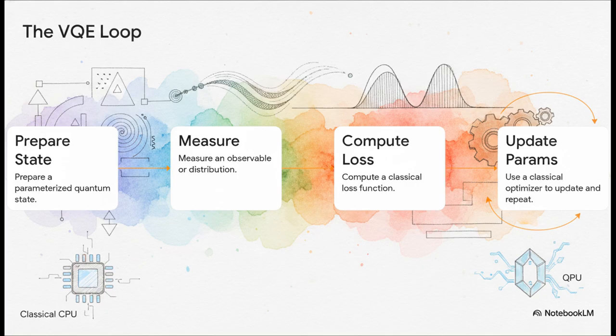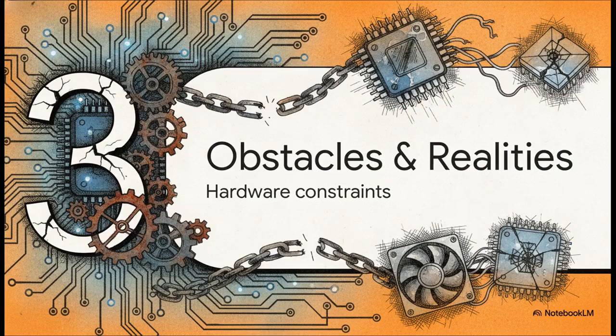I really want this loop to stick in your mind. The classical CPU does all the heavy lifting: the optimization, the control logic, the batching. The QPU only evaluates the expectation. That's it.